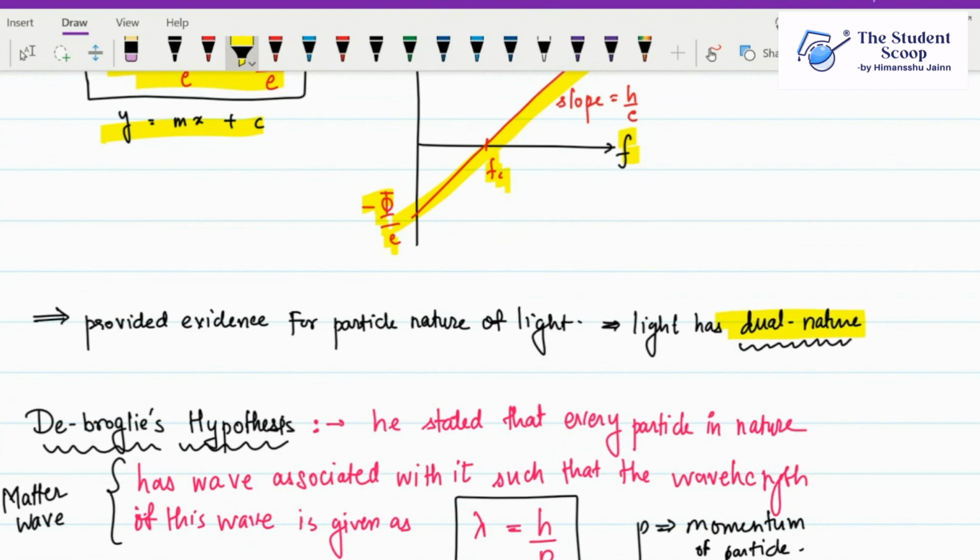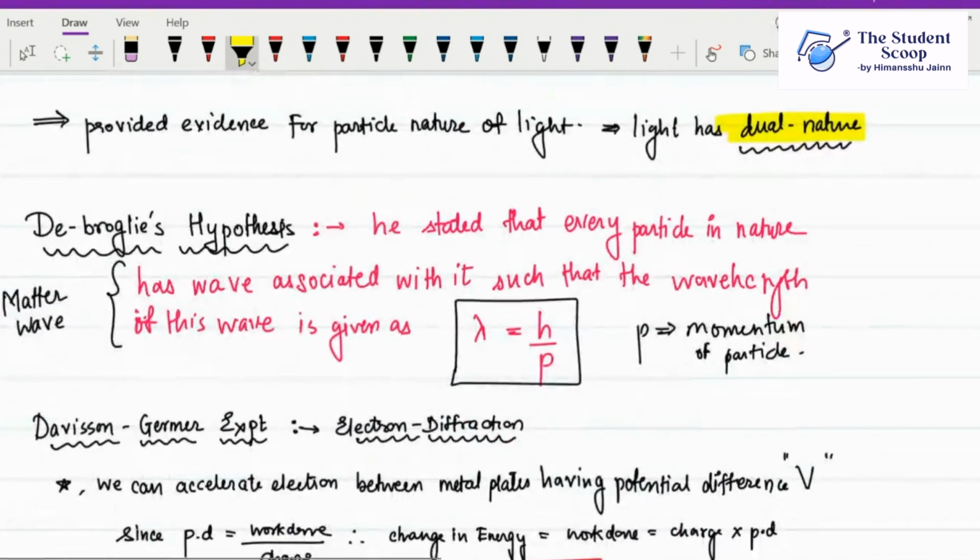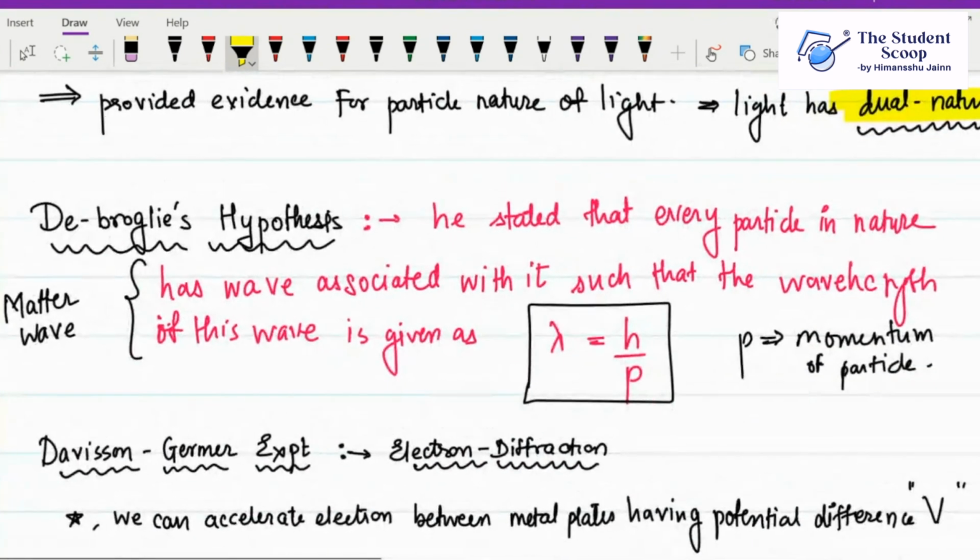Now there is somebody called de Broglie. De Broglie came up with an idea and suggested that every particle in nature has a wave associated with it, such that the wavelength is given by h by p. So he stated that every particle in nature has to have some kind of wave associated with it. So this is the de Broglie hypothesis, and this is the formula for it.